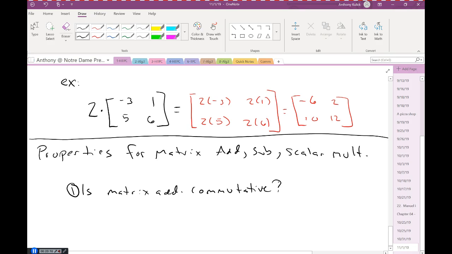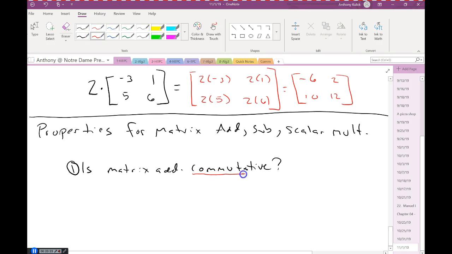So the first question that we're going to investigate is, is matrix addition commutative? What do we mean when we say commutative in a mathematics setting? It basically means, is A plus B the same thing as B plus A? Now we know this is true for real numbers, right? 2 plus 3 is the same as 3 plus 2. But it may not be the same thing for matrices. Let's think about it for a minute. What do we think? Do we think that this is true?